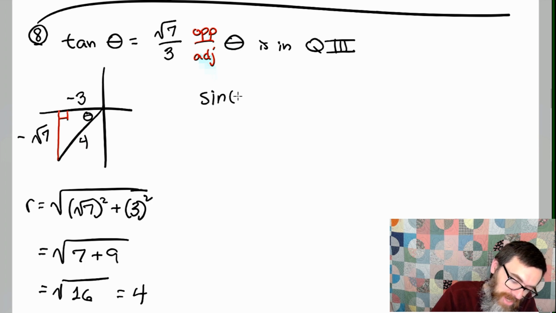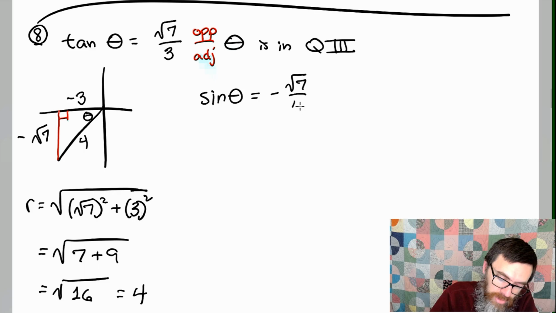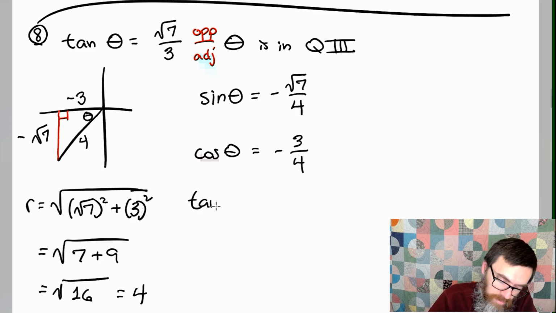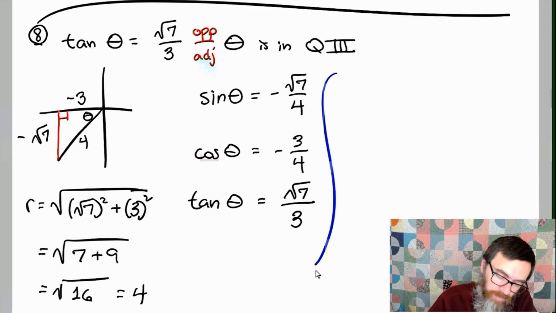All right, so let's check out sine. Sine is supposed to be opposite over hypotenuse. Cool. Cosine is adjacent, negative 3, over hypotenuse, 4. Tangent was already given to us, square root of 7 over 3. Again, they were both negatives. They reduce to give us the positive.